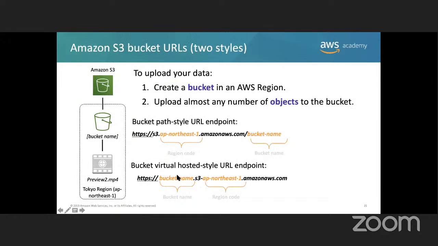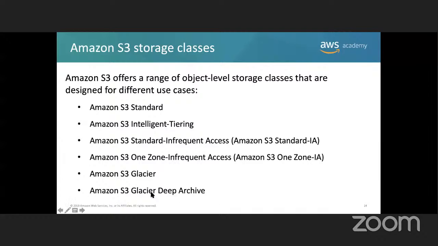Now, we also have this one, which is even more inexpensive than the other ones. This is even more of an archive than Glacier. The data is going to be there for more time. It's the lowest cost storage class that Amazon S3 has.